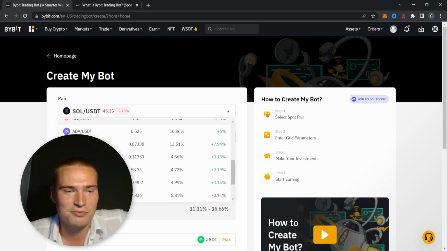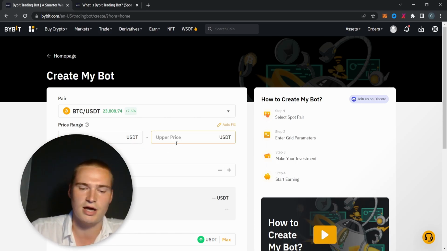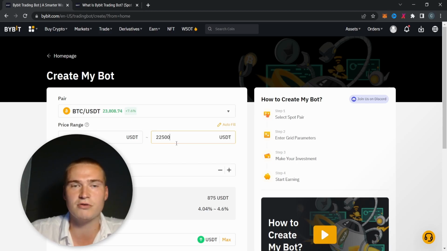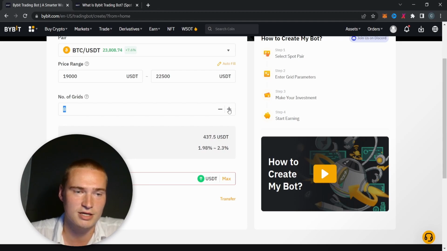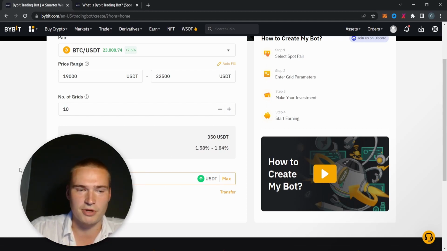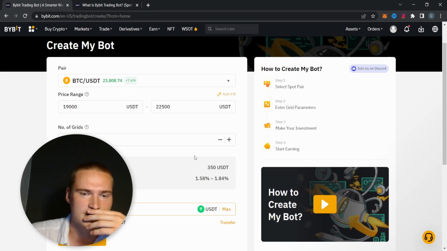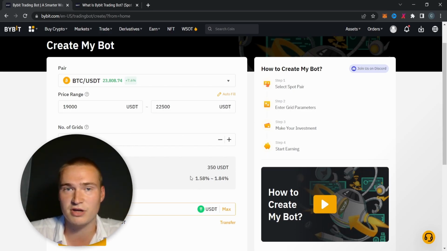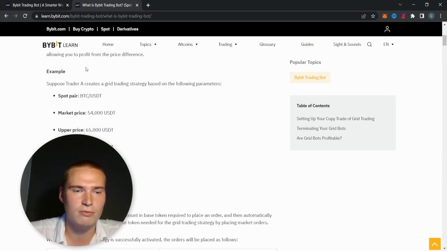So for example, what you could also do, and I'm not trying to ramble too much, but I think that's interesting. It's something we talked about, is for example, you do Bitcoin. With Bitcoin, we've been ranging pretty much between 19,000 and 22,500, at least for the last couple of weeks. So when we get back into that range, you could do something like this and put something in, and in my opinion, that is a pretty good range, and that could actually get you some nice passive income.